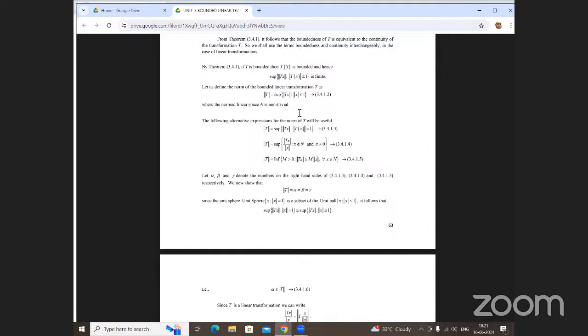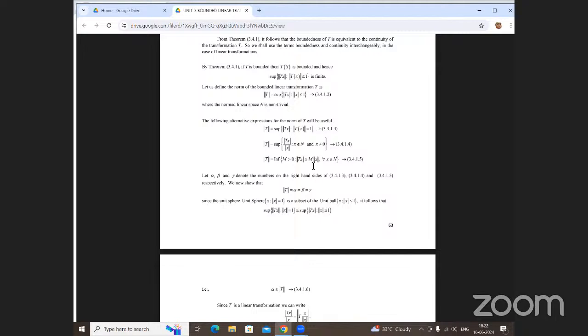Now the norm is defined depending upon the transformation. Norm T equal to supremum of another one, norm Tx by norm x, here x being the normed linear space element. Now x not equal to 0. When x is not equal to 0, we have to take the norm T value.